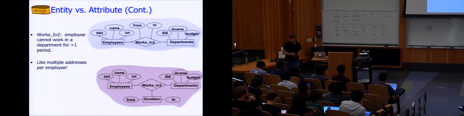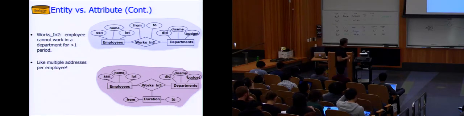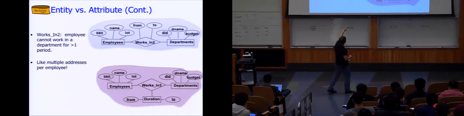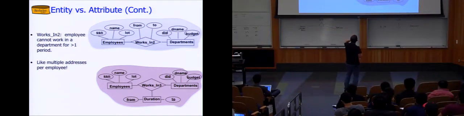Here's an example of our works-in relationship. We're going to look at a couple variants. So in works-in 2 at the top, an employee cannot work in a department for greater than 1 period, it says in works-in 2.